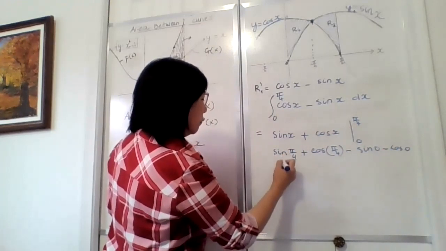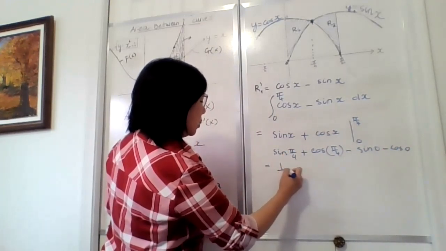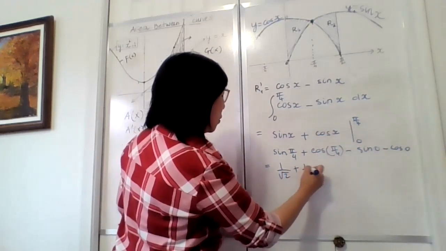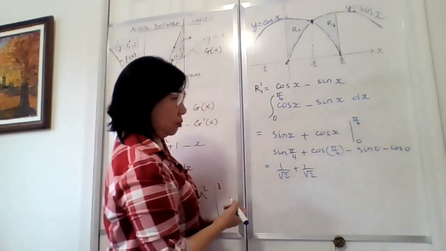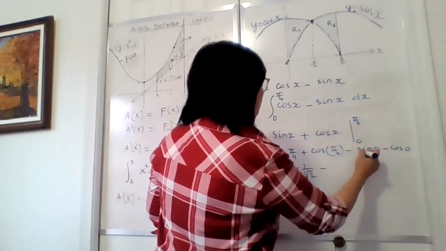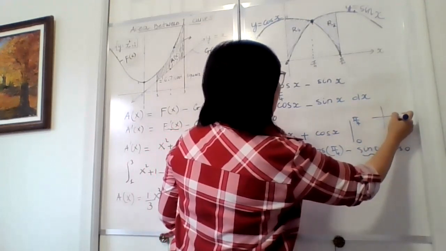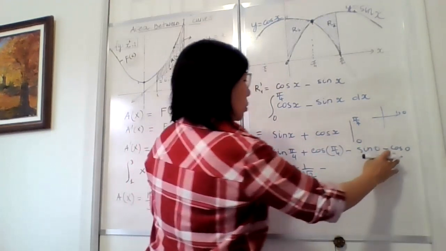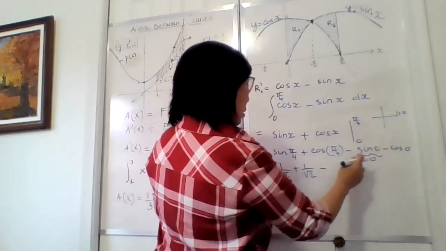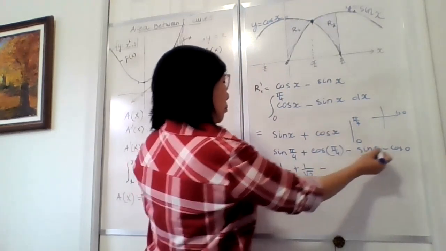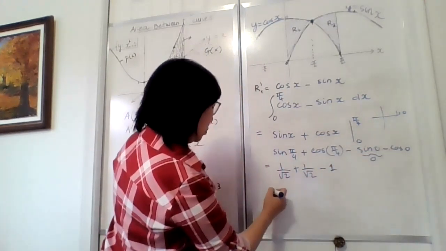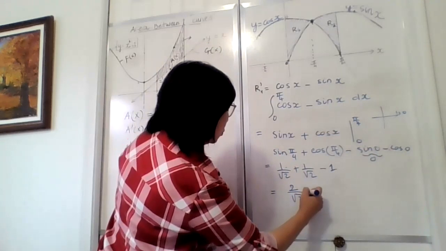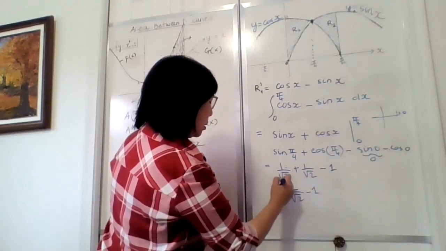Now sine of pi over 4, everybody knows that, equals 1 over square root 2. Adding cos of pi over 4, which also equals 1 over square root 2. And minus sine of 0, which is just equal to 0. But cos of 0 is 1, so minus 1. So this is 1 plus 1, which is 2. 2 over square root 2 minus 1 is the answer.